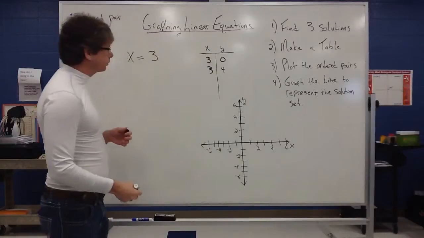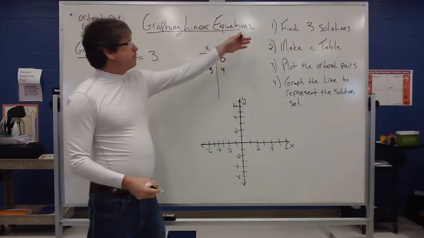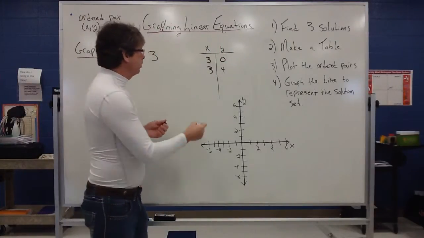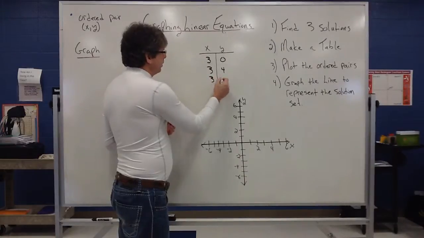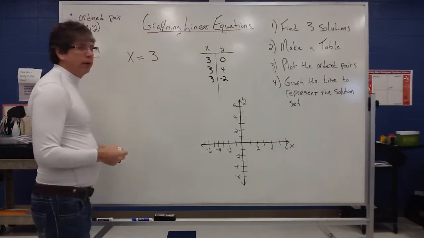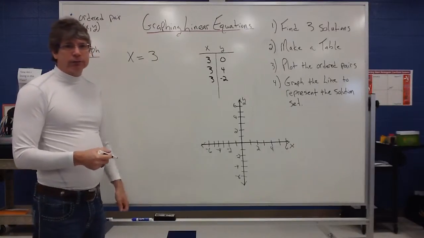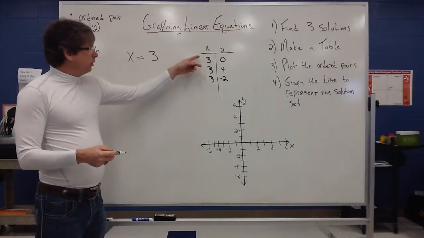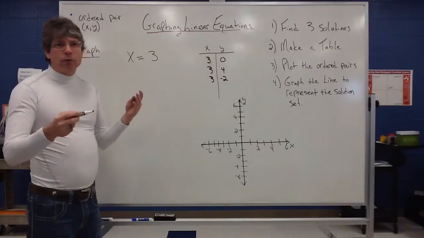3, 4. Again, I have to find 3 solutions, so we'll just make another one. Let's do 3 and maybe a -2. So that's how easy it is to graph x equals 3. You just identify x is locked in and just pick your own values for y.